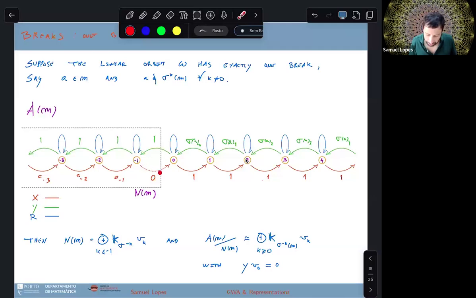But just knowing that this thing here is 0 tells me that the span of all of this here, including the -1 and everything to its left, will be a submodule. Why is that a submodule? Well, why is it stable under the action of x and y? It's clearly stable under the action of y because y is just moving to the left. It's also stable under the action of r because r is kind of staying within each space.